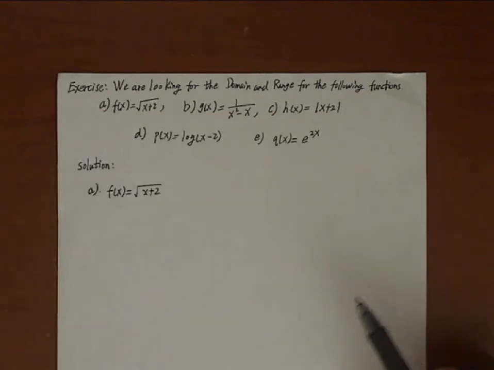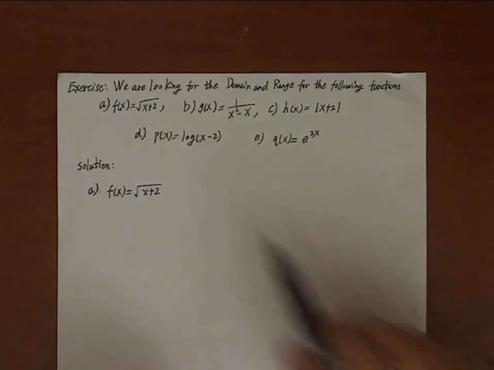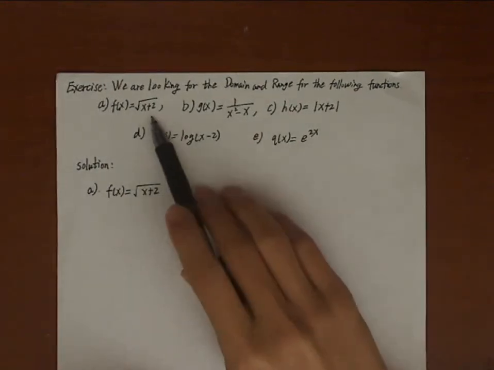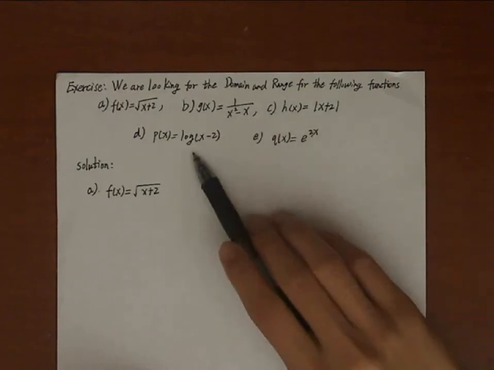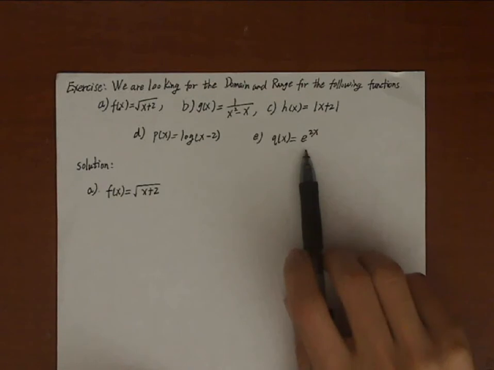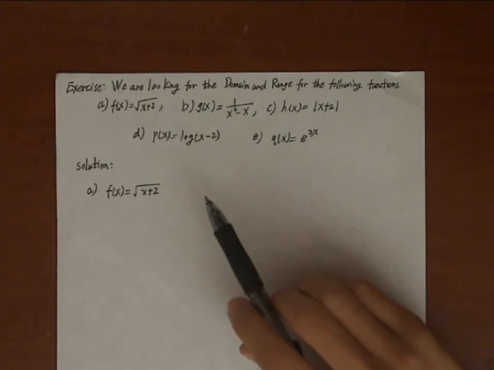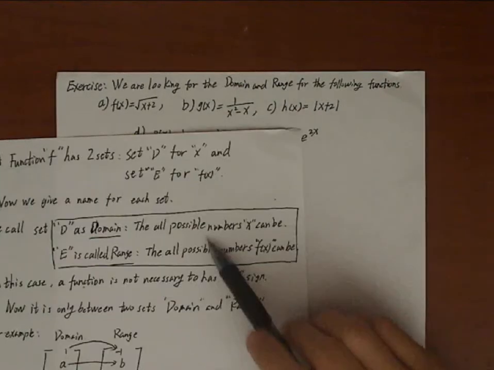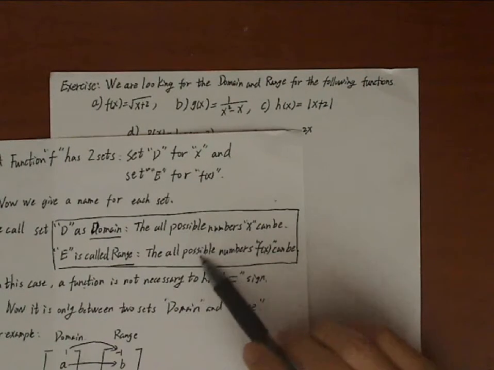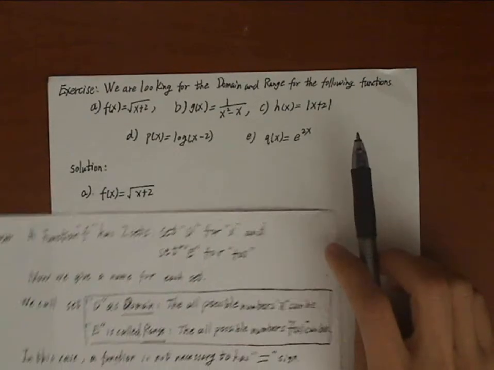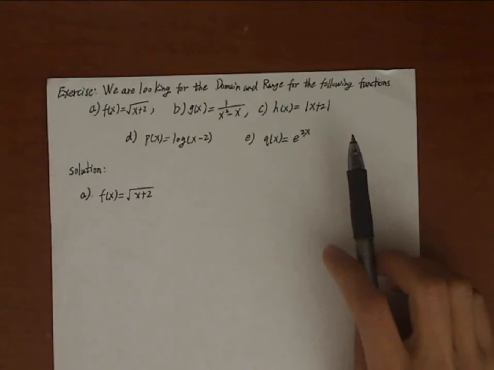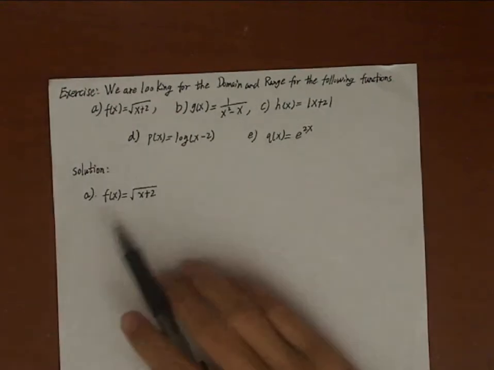Okay, so today we're going to look at several examples and exercises. We've got different functions: quadratic, fraction, absolute value, logarithmic, and exponential. Based on the different kinds of function, the domain and the range, these possible numbers, will change based on different situations. I'll demonstrate that. Let's do it.